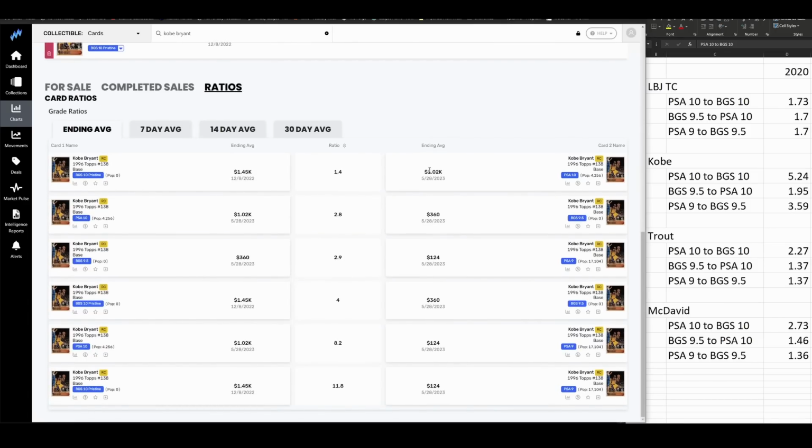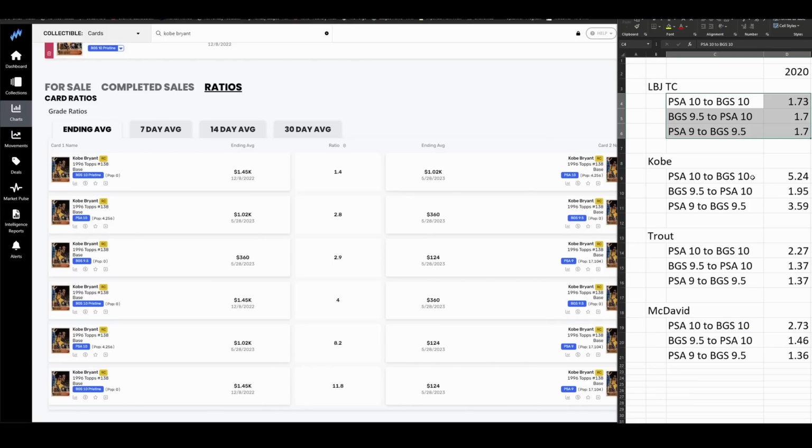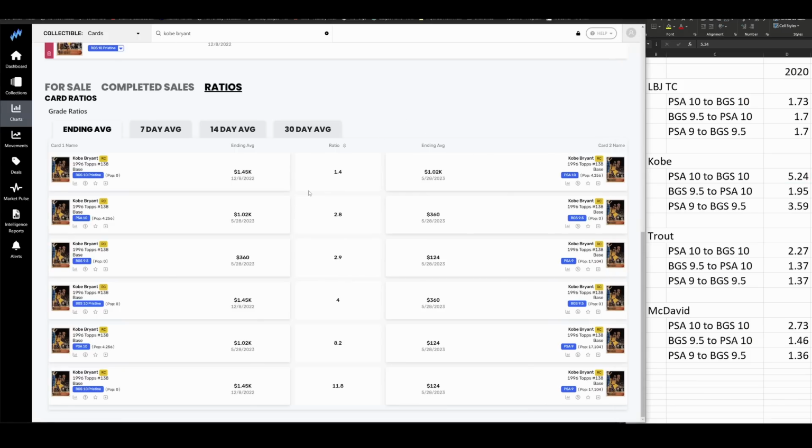PSA 10s are going for 1.02K, not much change there. Beckett Pristines are down to 1.45. That makes the ratio now 1.4. Back in 2020, it was 5x, basically. Now it is under 2x. A PSA 10 to a BGS 9.5 was 2x. The PSA 10 sold for about 2x more than the BGS 9.5. Now it sells for almost 3x. So a widening of that gap.